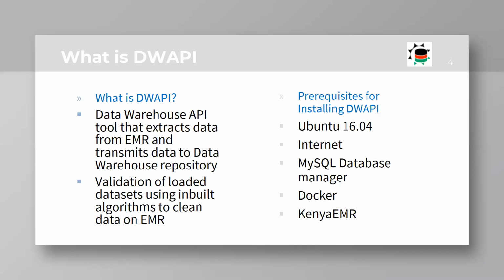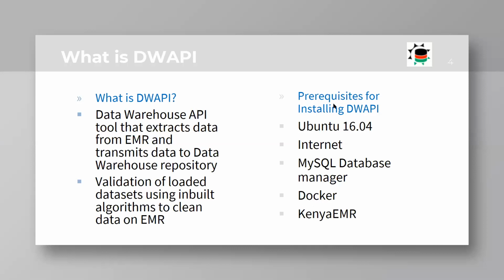So what is DWAPI? I know most of us are familiar with this by now. DWAPI is basically a data warehouse API tool developed by Palladium. The key function is to transmit data to the national data warehouse. In addition, there is another key function that it does for us, which is the validation of loaded datasets using certain inbuilt algorithms to clean data.